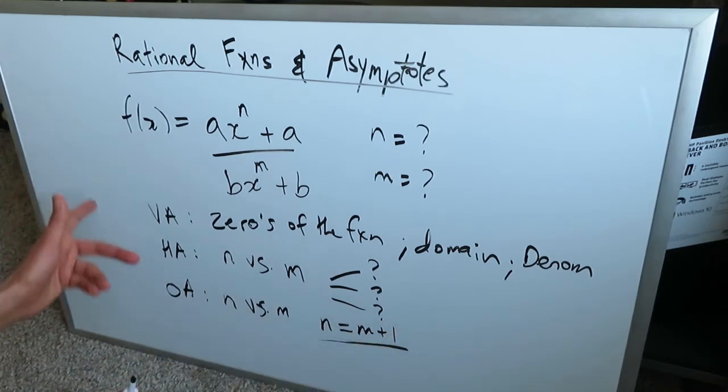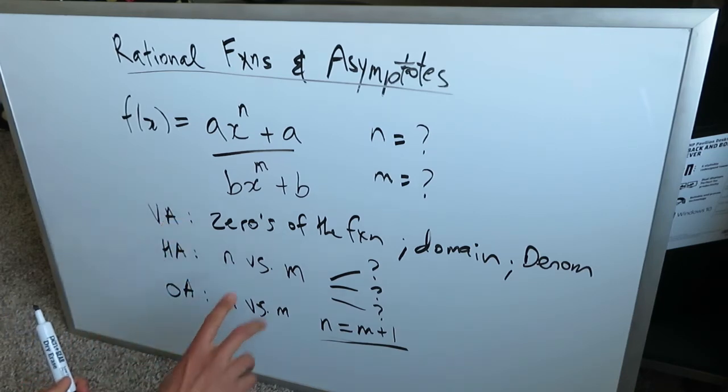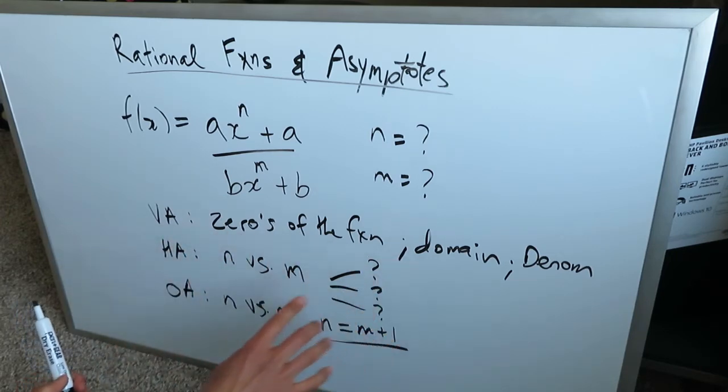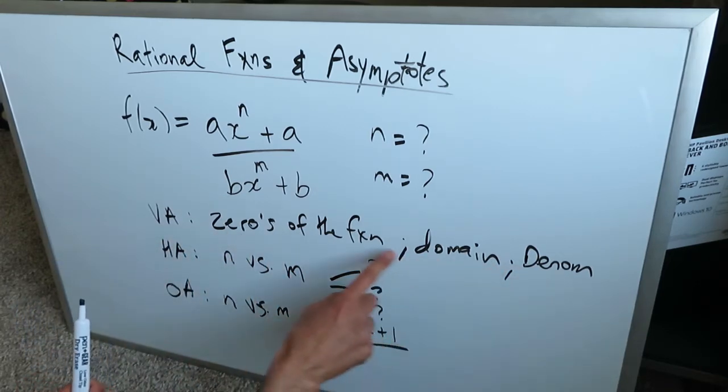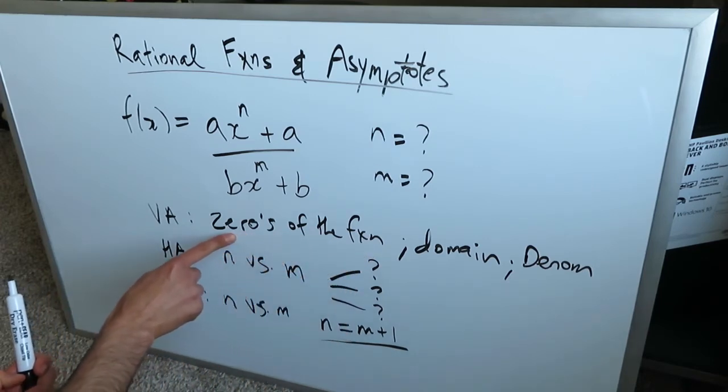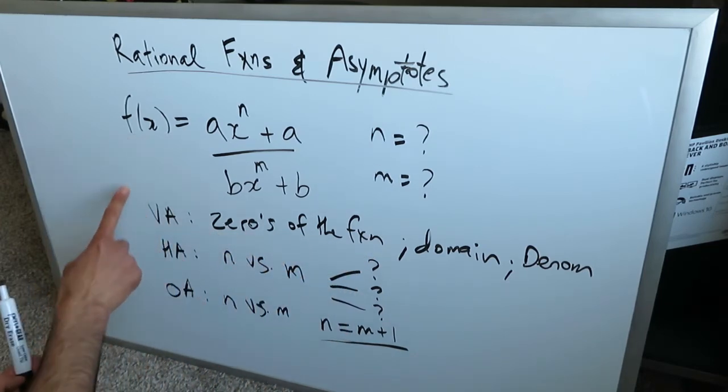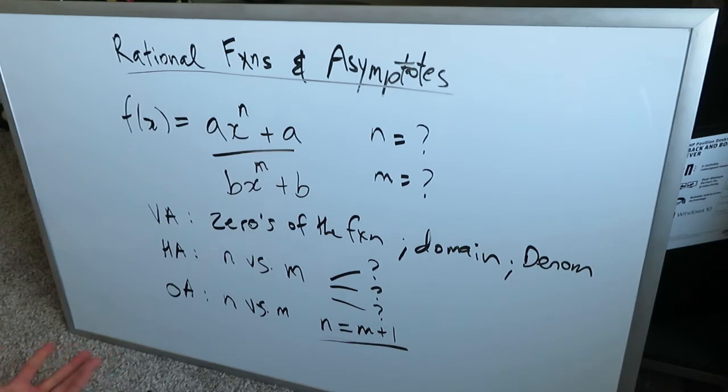So this is the process you follow to determine the presence of these 3 asymptotes. You always start with the vertical asymptote, and this is the easiest because you already know how to calculate domains, and you always use the denominator and calculate the zeros of the function. And not every rational function will have all of these 3. Some will have 1, some will have 2.